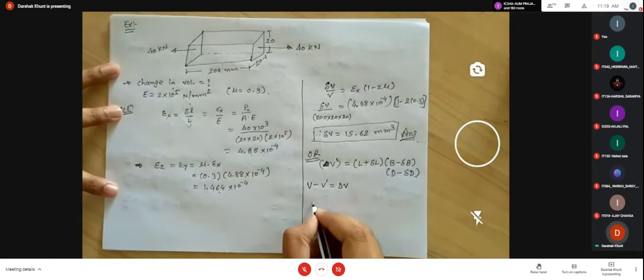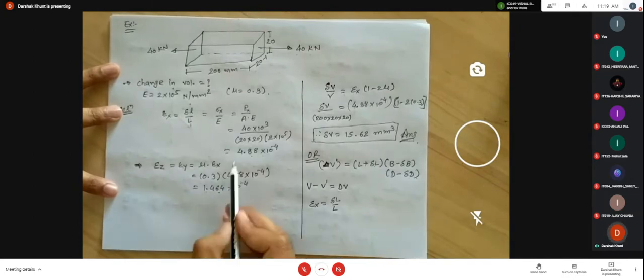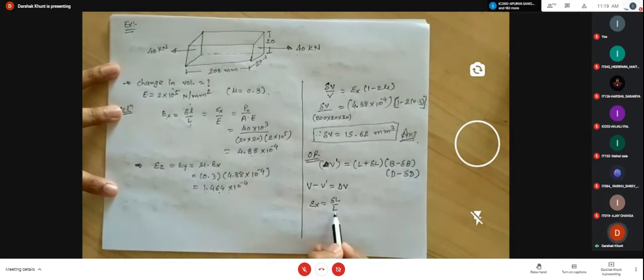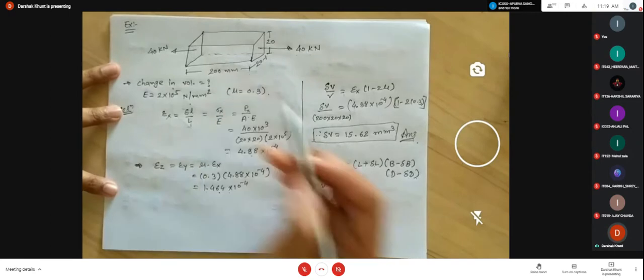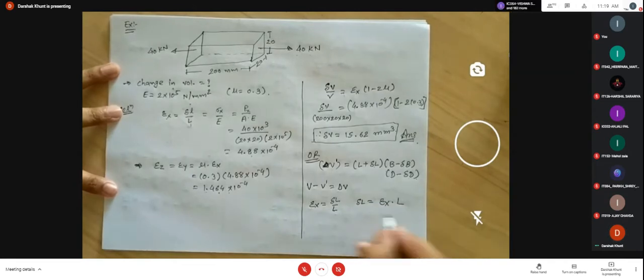So for that, you know the strain in x direction. Delta L by L, you know the strain value, that is 4.88 into 10 raised to minus 4, and you know the length, that is 200 mm. So delta L is strain in x direction into length. Same way, you have to know the strain in y direction. That is given by delta B by B.